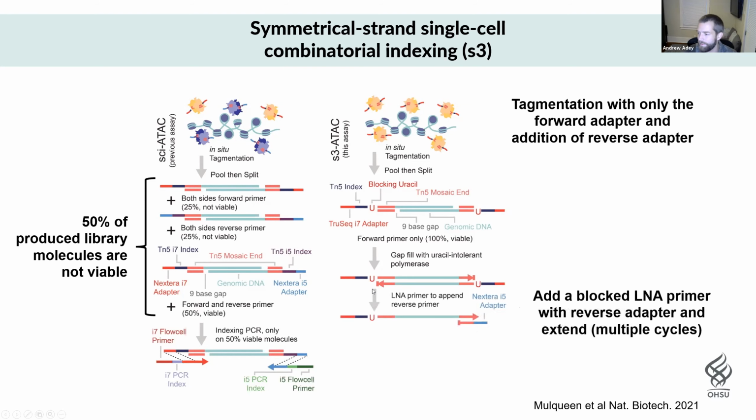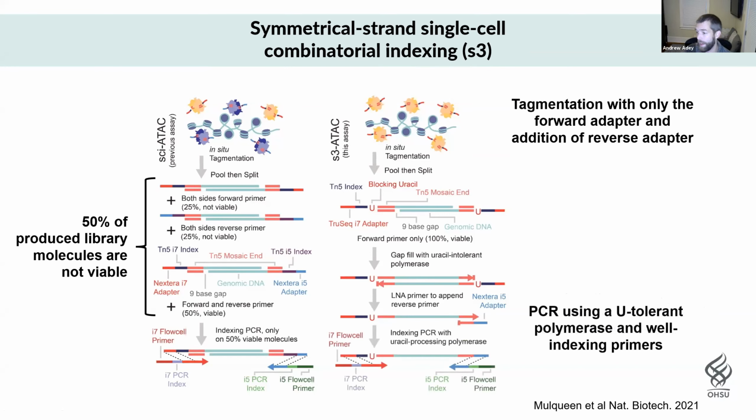We then add in this other adapter that has LNA, so locked nucleic acid. This just has a higher affinity, a higher Tm, and binds more tightly with that mosaic end sequence there. It's blocked, so it can't act as a primer, but it acts as a template for these library molecules to actually extend through and copy that reverse adapter. So now each one of these strands, the top and bottom strand, from each library molecule can actually extend out and be a viable sequencing library molecule.